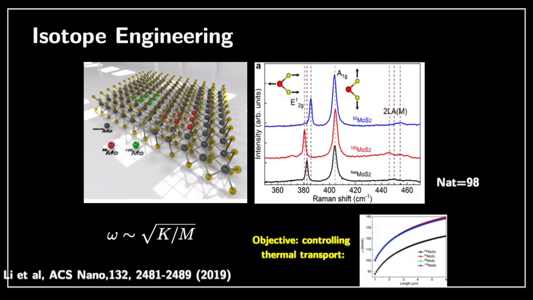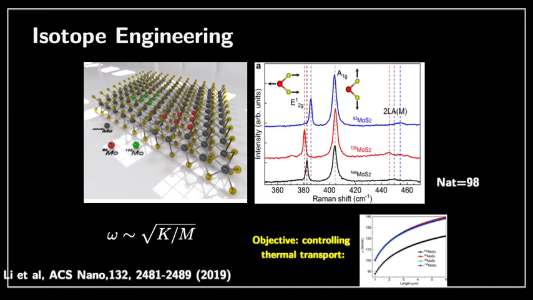In that case, you can replace natural molybdenum with one of these isotopes, like for example, moly 100 or moly 92. And in that case, it turns out that you see that the peaks actually shift. They shift according to a simple spring model, in fact. And you see, for instance, that the E2G mode shifts as a function of frequency. The higher the mass, the lower the frequency. And so you can measure that.